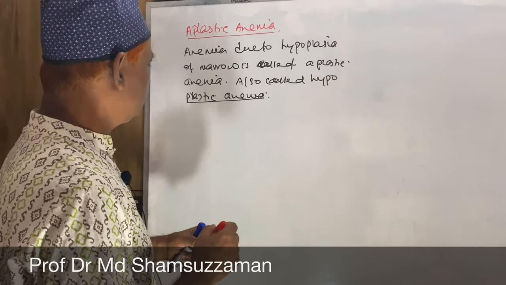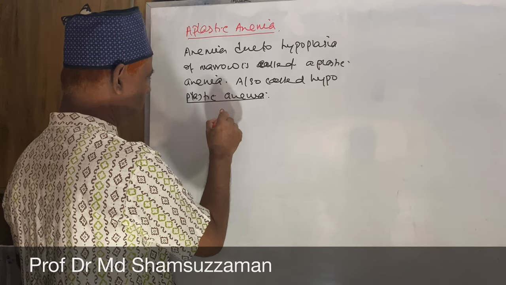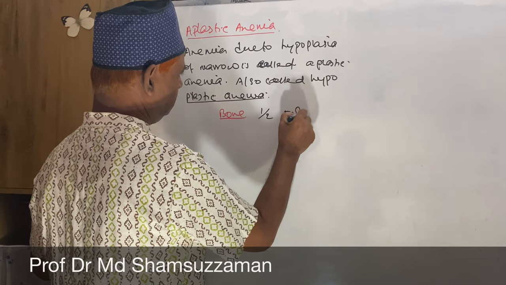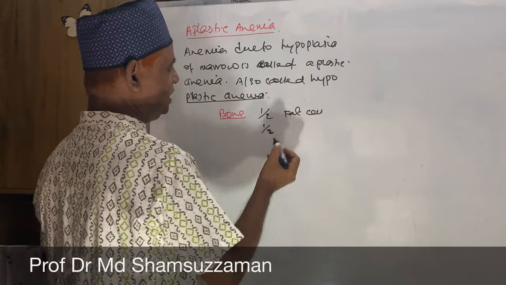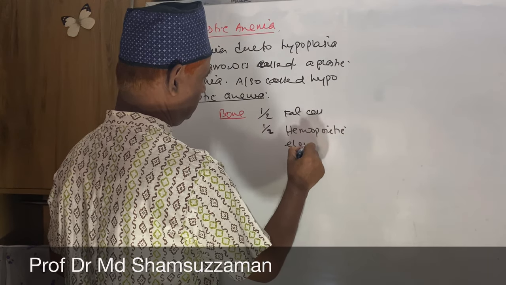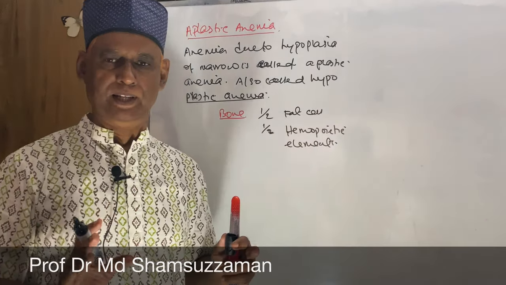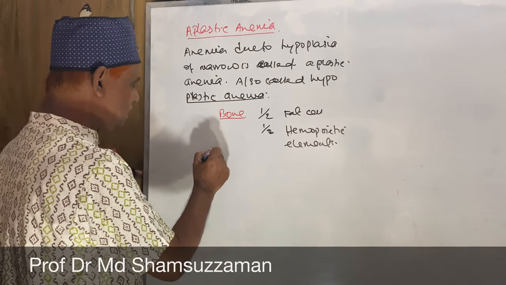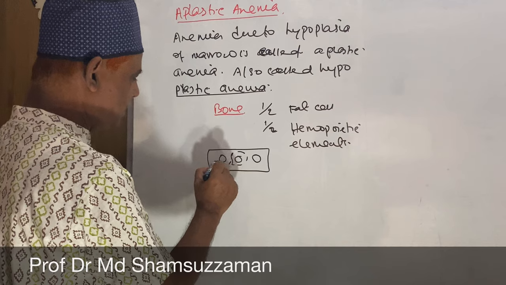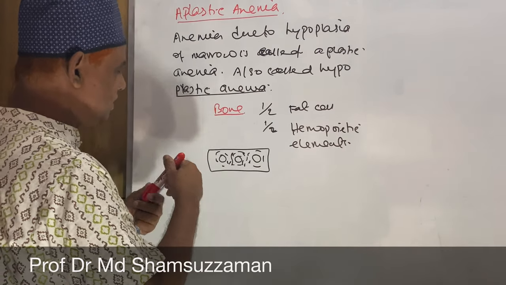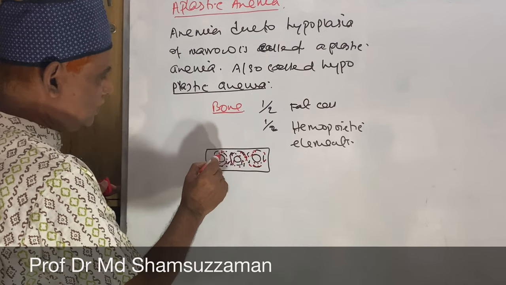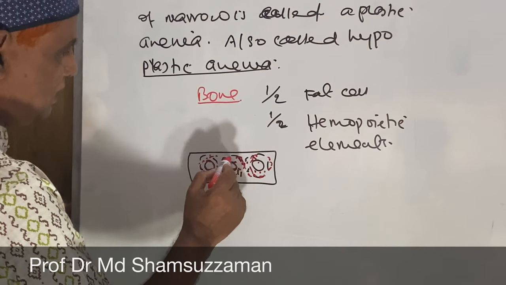Dear audience, now if we consider bone marrow, we know that half of the marrow is fat cell and half of the marrow is hematopoietic elements. So in normal bone marrow, half is fat cell and half is hematopoietic element. If you consider this bone marrow in a slide, this is the fat space or fat cells, and in between these are the marrow elements. The red ones are the marrow elements. So this space is for the fat, and around it are the hematopoietic elements.